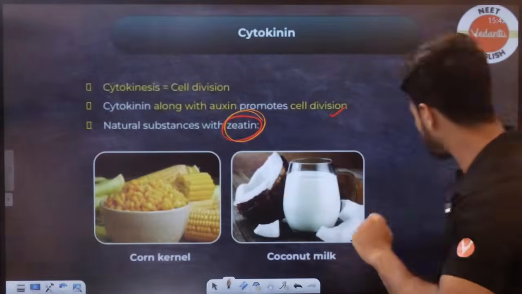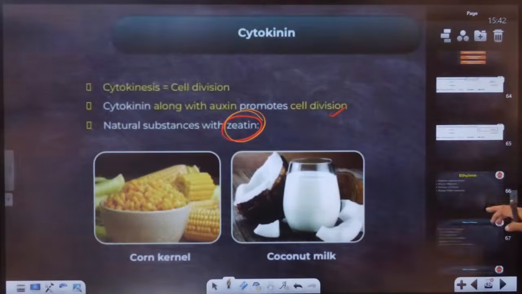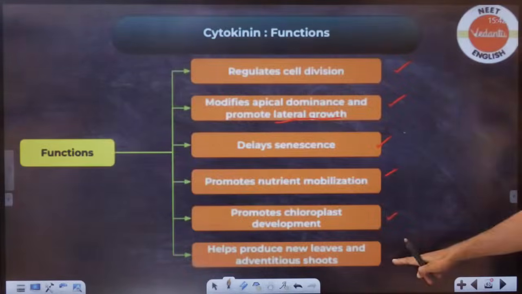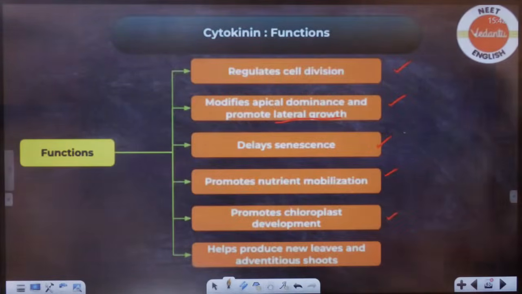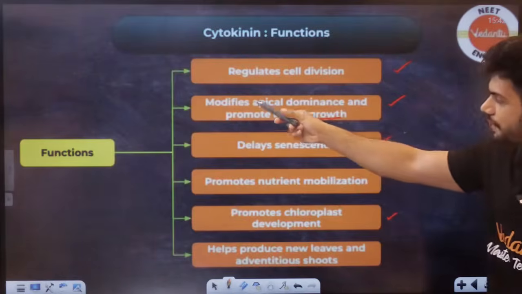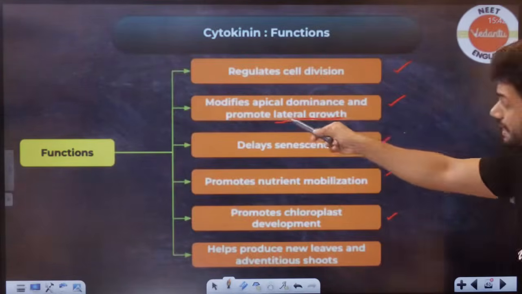Now in examination, what will they ask you? In examination, students, they can ask you questions like this. All of these they can ask you. What are the functions of cytokinins? See, first is, regulate cell division. Second is, modify apical dominance and promote lateral growth.